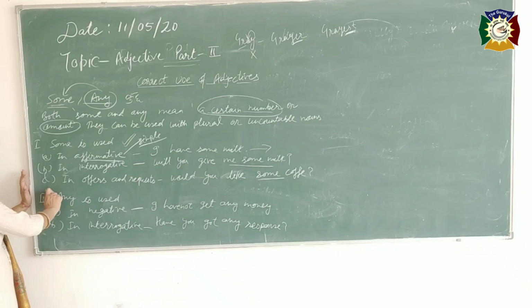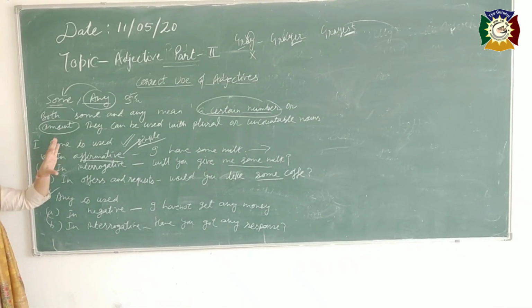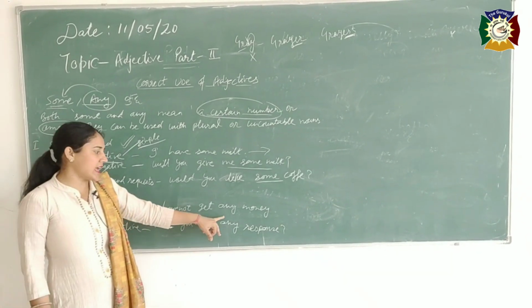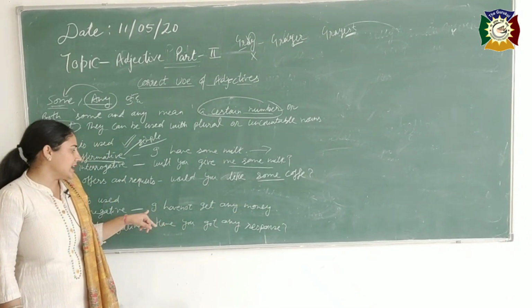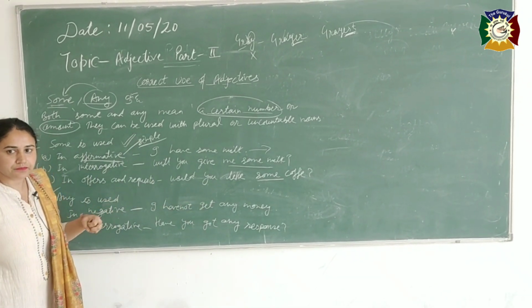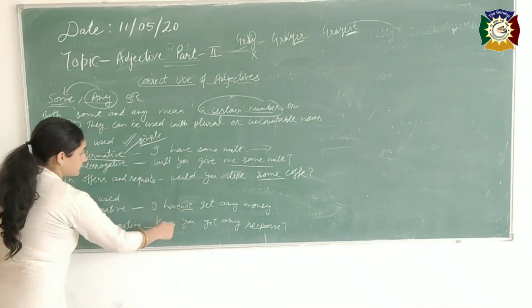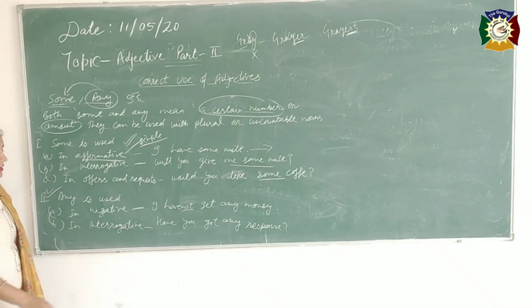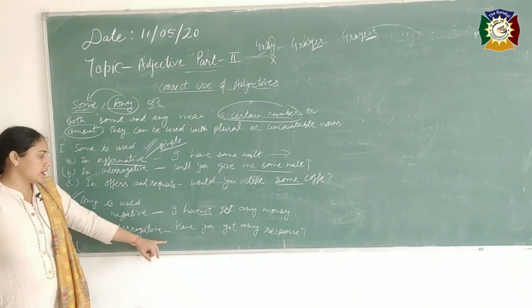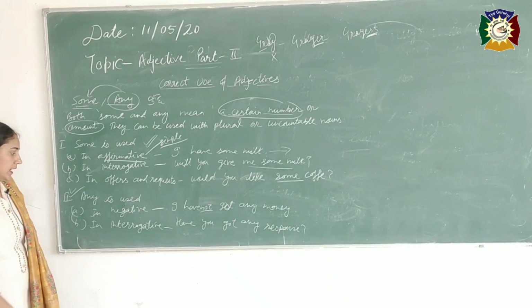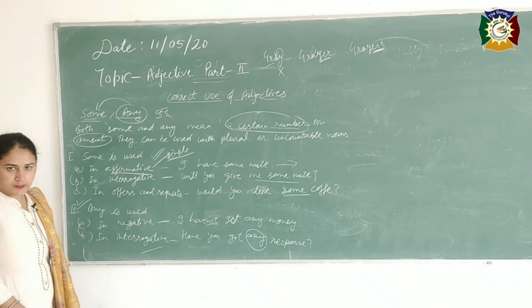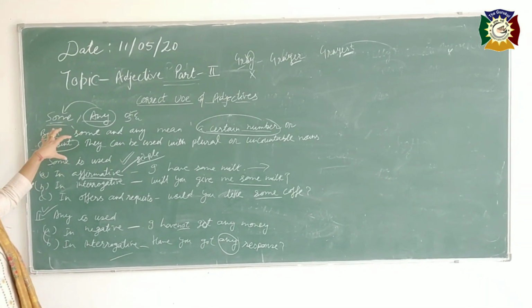Next is any. Any is used in negative, some is used in positive, in affirmative. In negative, I haven't got any money. We can't say I haven't got some money. Haven't got any money. Next is interrogative. Have you got any response? In interrogative, have you got, we can't say some response. We say any response. So this is about some and any.